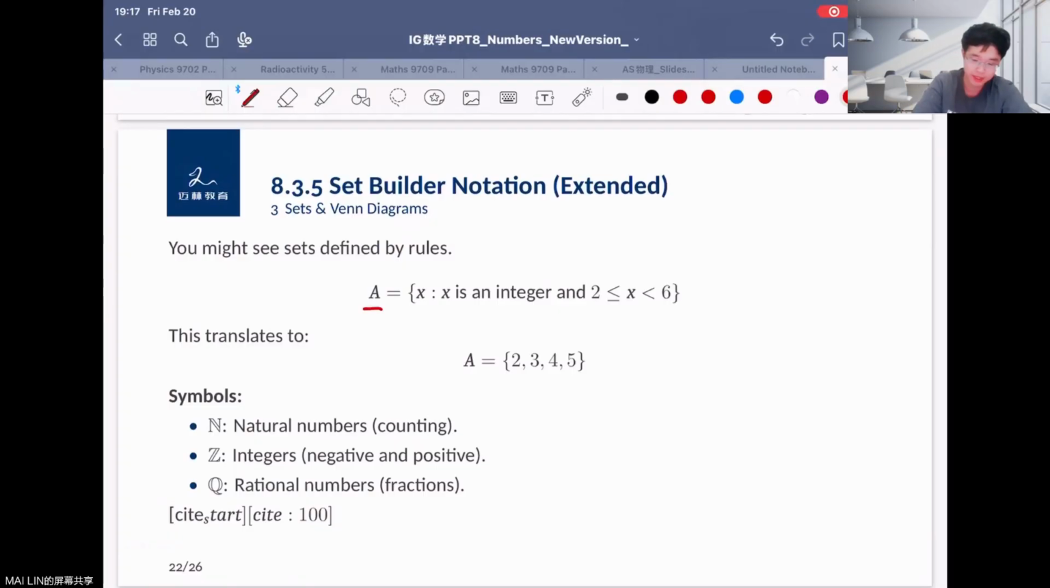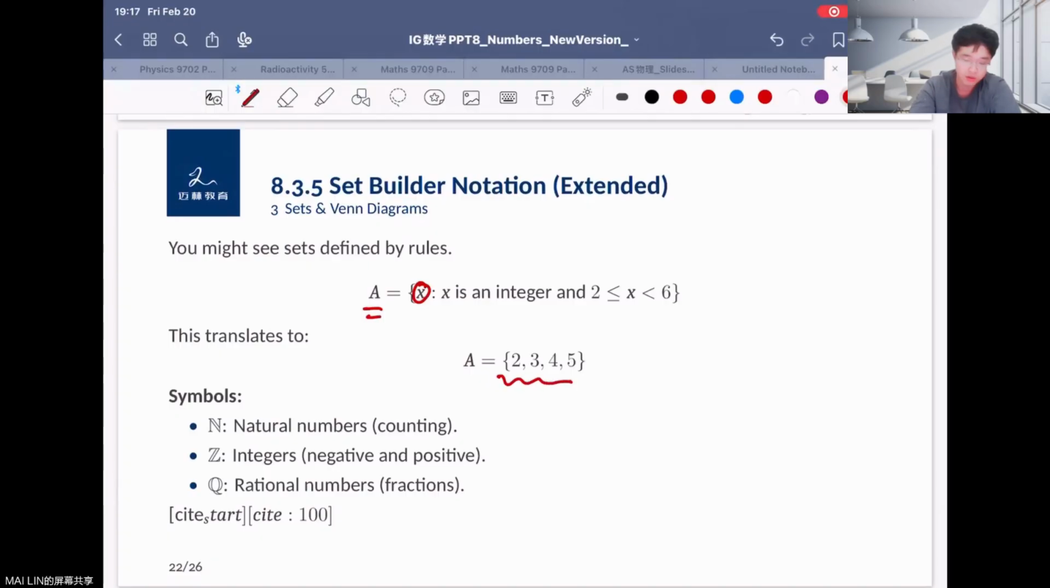So first you can write down a set A, using some symbol, maybe using variables, x, where x is an integer and x is bigger or equal to 2 and smaller than 6, okay? You can say that x can be 2, 3, 4, 5, and you can draw a set with 2, 3, 4, 5 together, okay?